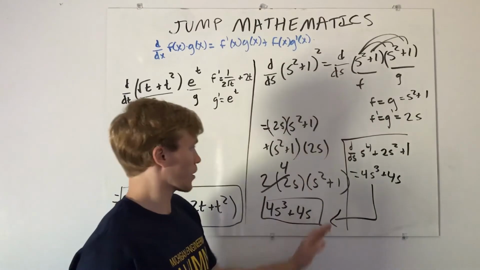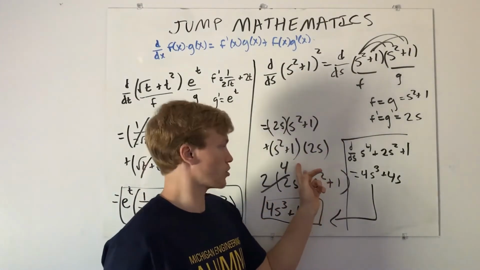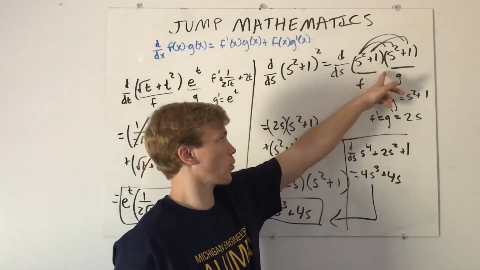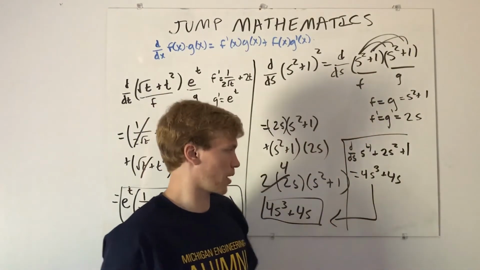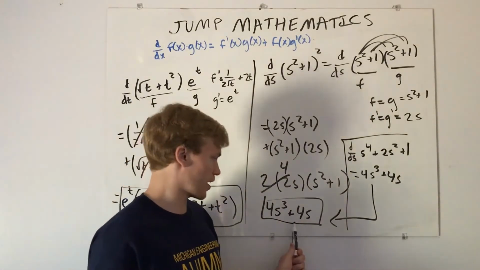Both processes work. The first one that we did, we used the product rule in order to compute the derivative. The second one, we did the old school way where we FOILed and then just differentiated the polynomial. And not to our surprise, we got the same answer for both.